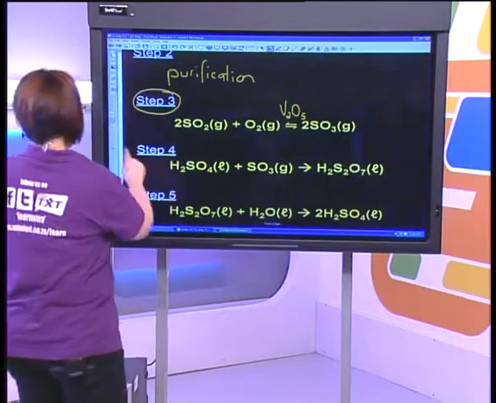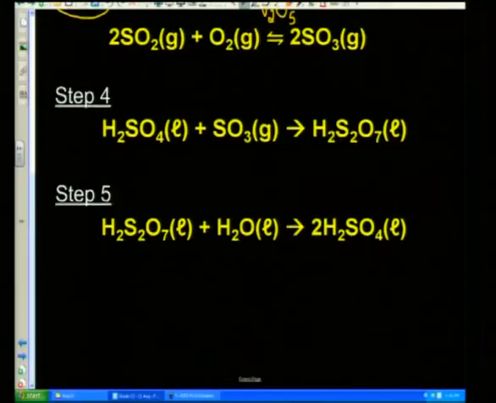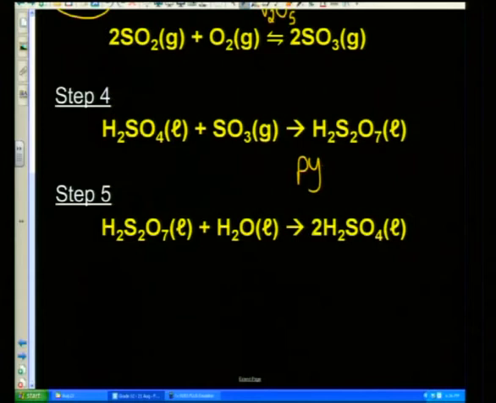So, steps 4 and 5 sometimes seem a little contrary to each other, but they actually make a lot of sense if you think through it logically. The SO3 is dissolved into sulfuric acid, and it gives us H2S2O7, which is known as pyrosulfuric acid.